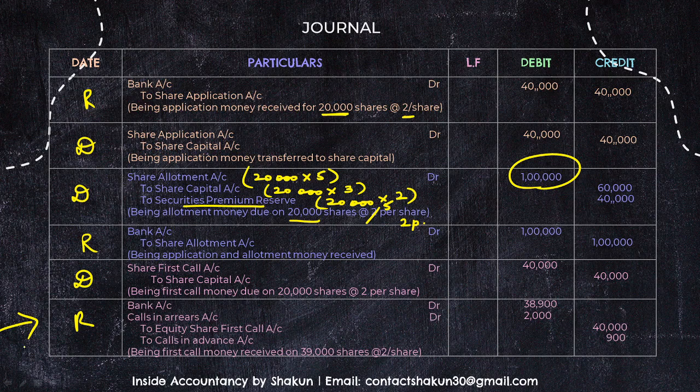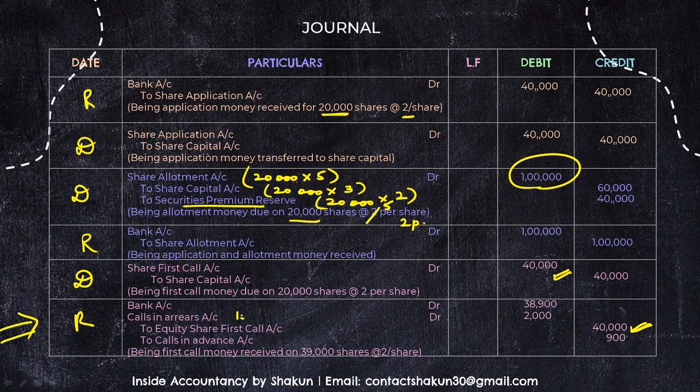Now this entry is a little typical. Please concentrate while listening to this. So bank account DR to equity share first call. This is the basic entry. Now at the time of first call, there were some calls in arrears. So calls in arrears account is debited, and there were some calls in advance. That is, the final call money was paid with the first call. Therefore, calls in advance is credited. Calls in advance is a liability, hence it is credited. Okay. Now in equity share first and final call, we'll write the same amount with which it was debited earlier. That is 40,000. So same amount, 40 here and 40 here.